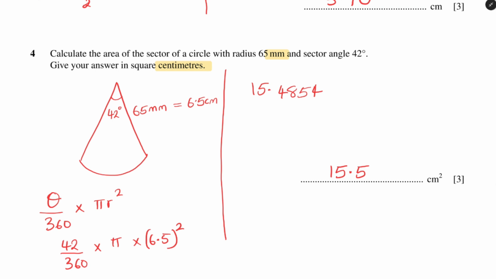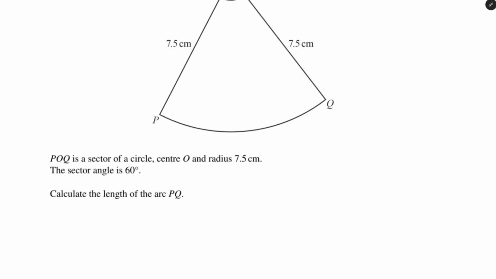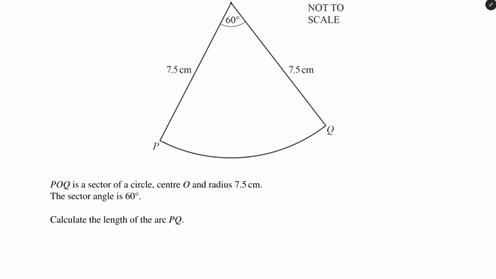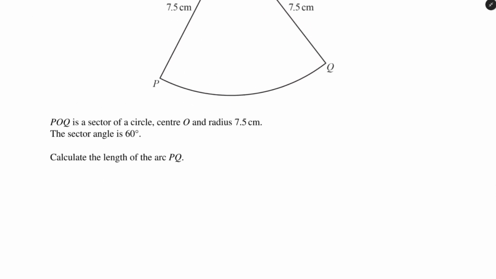All right, let's take one more question here. Let's take a look at question number 5. Now, here we've been told that POQ is a sector of a circle, center O and radius 7.5 centimeters. The sector angle is 60 degrees. Calculate the length of the arc PQ.